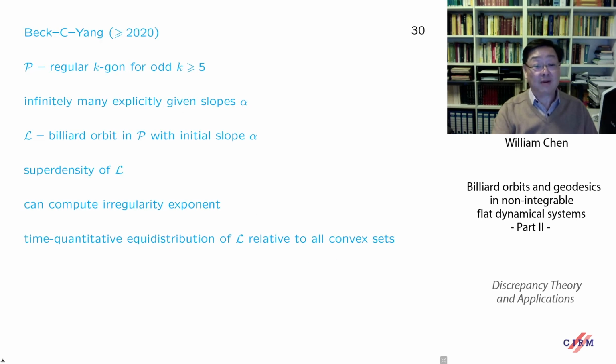So again, we have superdensity, right? There are infinitely many slopes where we have superdensity. We can calculate the irregularity exponent, and using that, we can describe time quantitative equal distribution with respect to all convex sets.